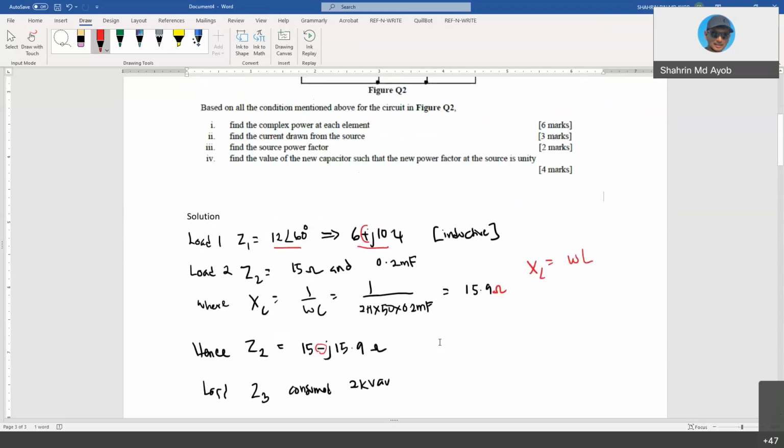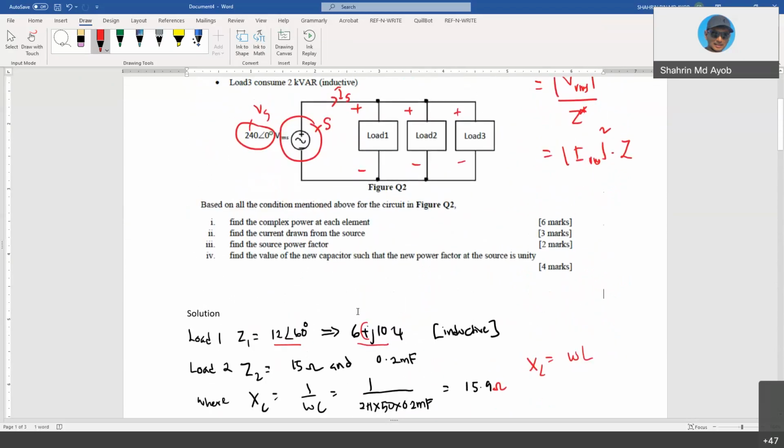Next is power factor correction. Find the value of the new capacitor such that the new power factor at the source is unity. Power factor unity means that your angle θV minus θI should be 0 degrees, meaning the voltage and current are in phase. Right now, the current lags the voltage by 45.2 degrees. So how can we make the current and voltage in phase?